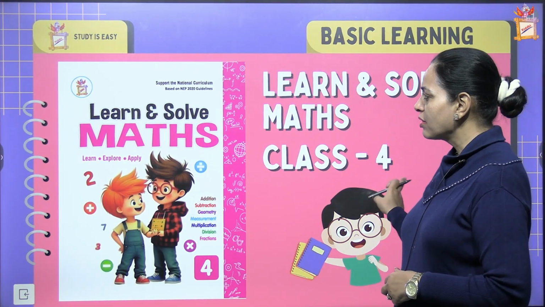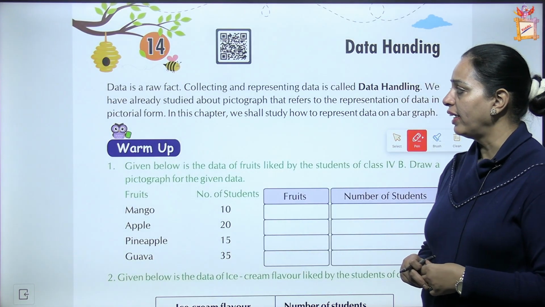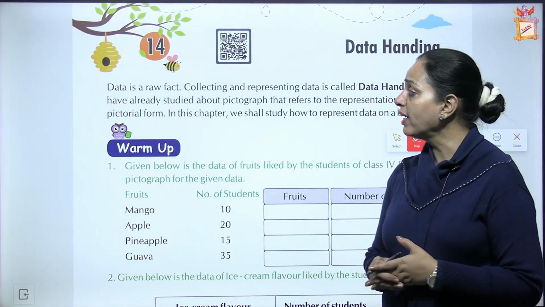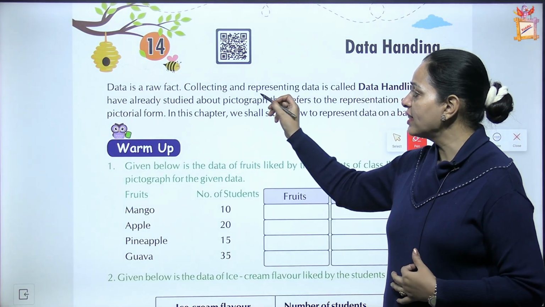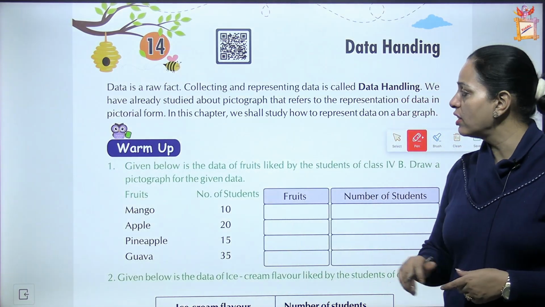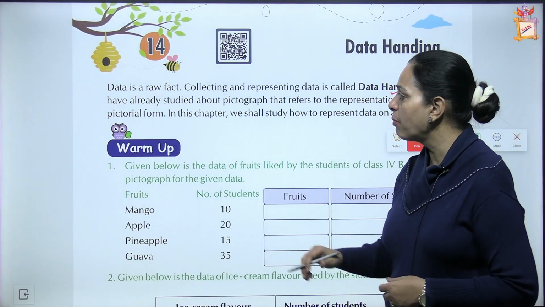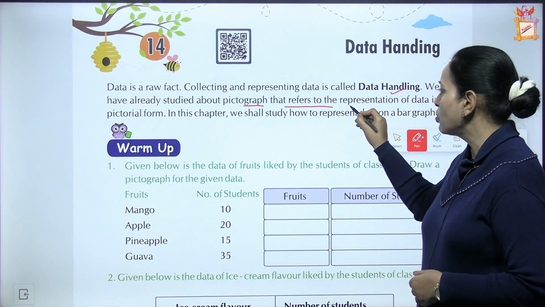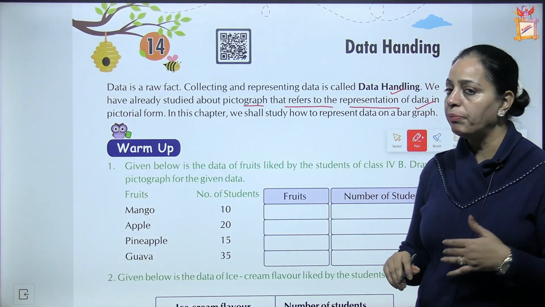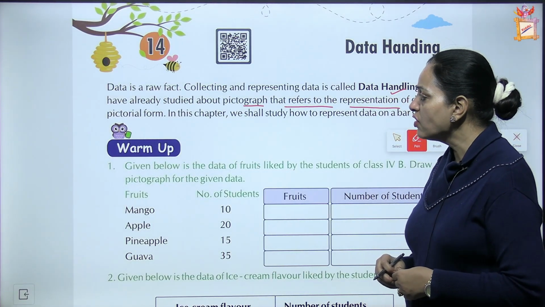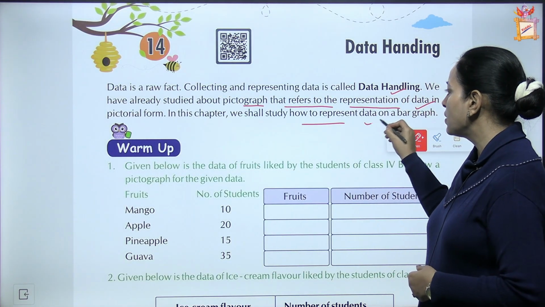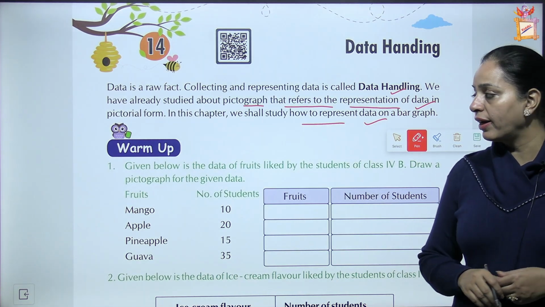So let's start. Chapter 14, Data Handling. What do you mean by data? Data is a raw fact. Collecting and representing data is called data handling. We have already studied about pictograph, that refers to the representation of data in pictorial form. Now in this chapter we shall study how to represent data on a bar graph.